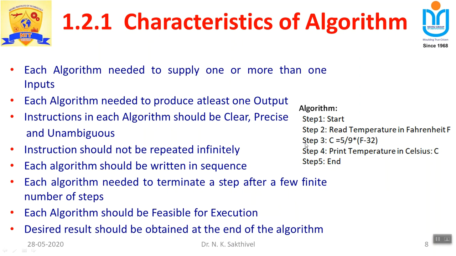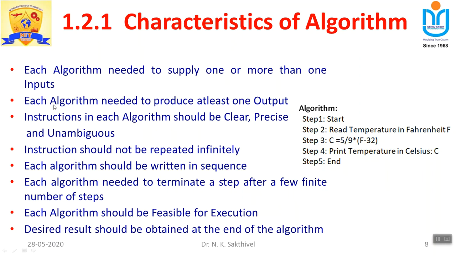See this example. As far as this algorithm is concerned, it is used to convert temperature from Fahrenheit to Celsius. I am calculating Celsius, so I will give Fahrenheit as input. Then from this equation, I will calculate Celsius. So this is a small algorithm for converting temperature from Fahrenheit to Celsius. The first point is each algorithm needs one or more inputs. True, because input is required. As far as this algorithm is concerned, the one input is Fahrenheit.